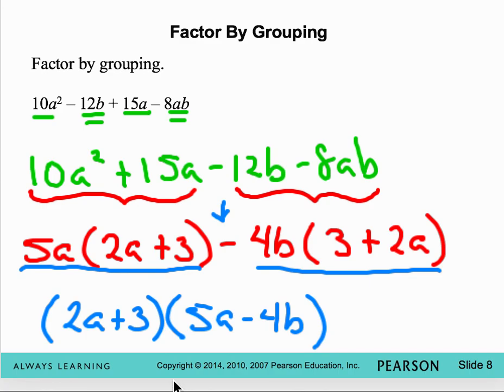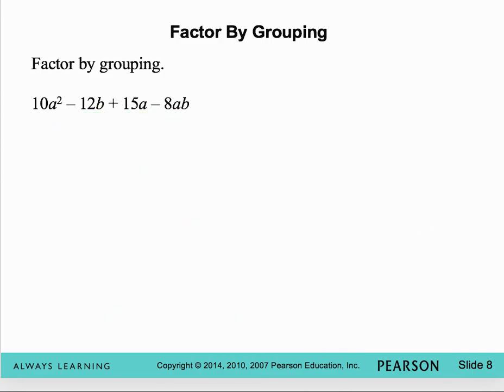Okay, factoring: looking for the greatest common factor, and then factoring by grouping. All right, you want to get real good at each section of factoring before we go on, because it's going to heavily build on each other. Okay, let me know.